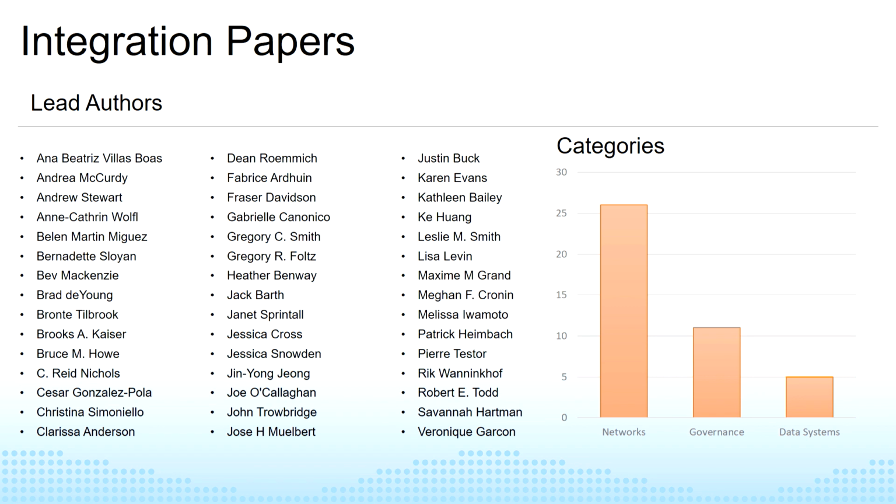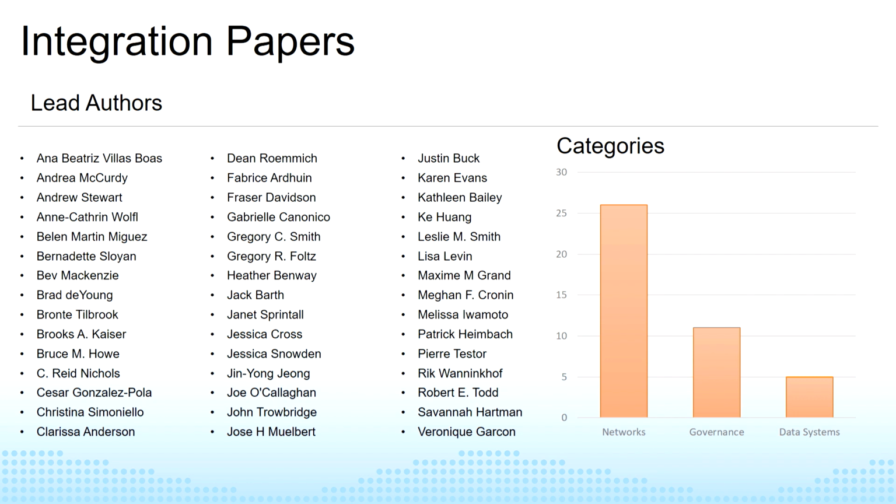So here are some of the lead authors for the integration papers. Integration community white papers by far and away were the majority of the 140. This list was compiled, and I know it's not 100% accurate, so apologies to you if you feel your paper should be here. But you can see the different categories, which I can't. Networks, governance, and data systems. And I have glasses, that's really disappointing.